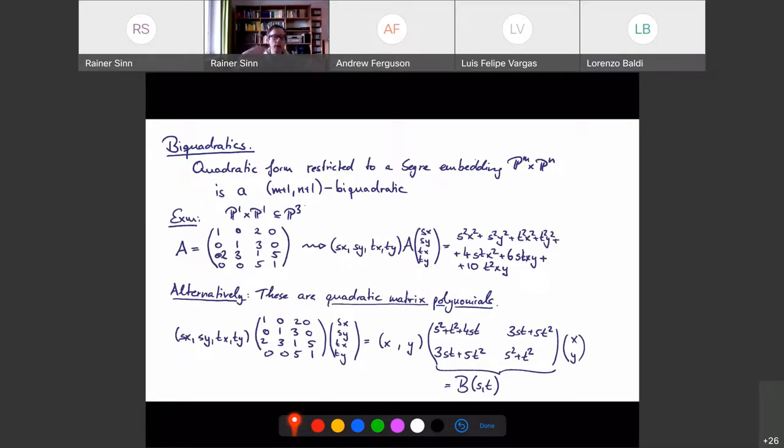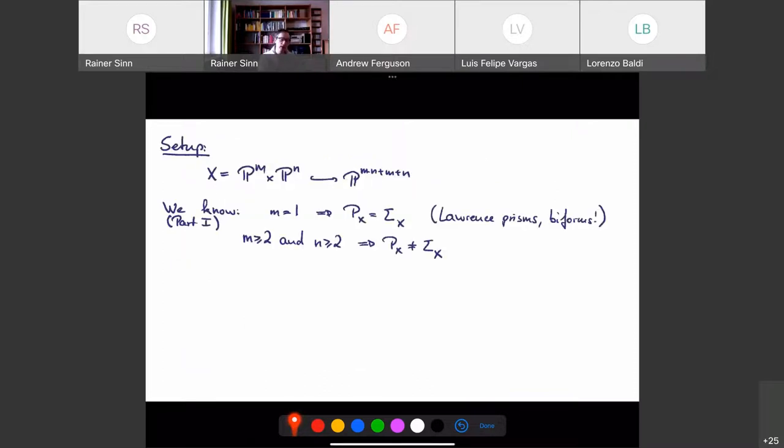So from this point of view, they are matrix polynomials, right? So this is a matrix polynomial or a polynomial matrix. It's sort of the same for us here, no matter in which order you say these two words. And they are quadratic. So the entries of this matrix polynomial are restricted to have degree 2. That's yet another way to look at a biquadratic. So it's a quadratic form restricted to the Segre, or it's a quadratic matrix polynomial or a quadratic polynomial matrix.